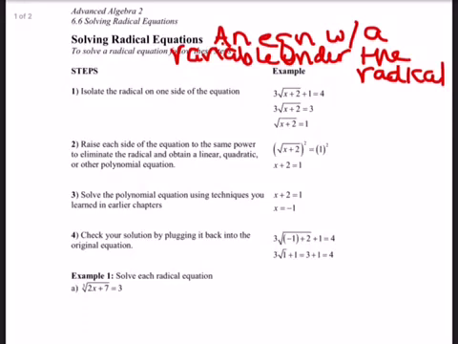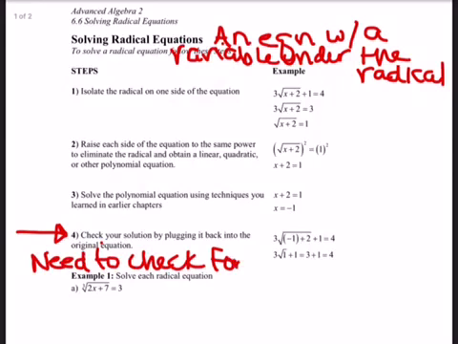The big thing that I have to remember, though, is once I find my x values, I need to plug them back into the original equation that was given to make sure they work. Because if you remember back when we did absolute value, we had things called extraneous solutions, and that was a solution that once I plugged it back into the original, it didn't actually work. So we need to check for extraneous solutions.